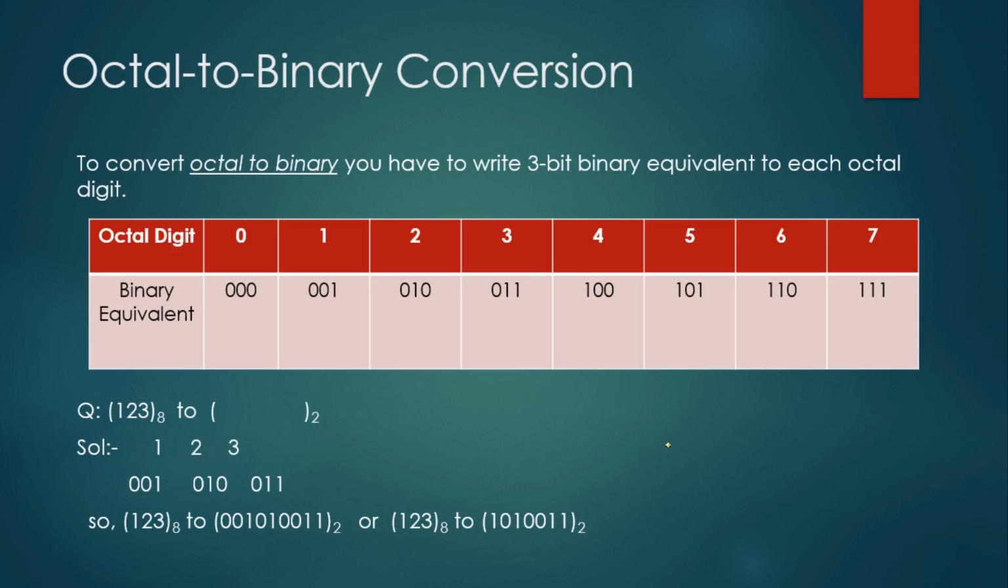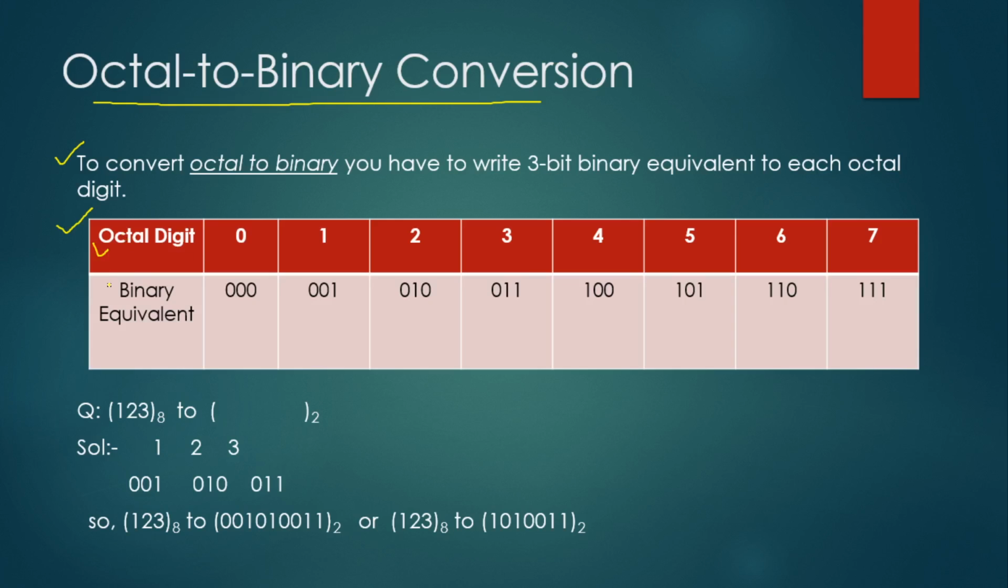Now next, if we want to convert an octal number to binary, you want to convert an octal number to the binary number system. For that you have to follow this rule. The method to convert octal to binary is to write the 3-bit binary equivalent for each octal digit. Now this is the table that you have to learn to convert octal to binary or binary to octal. So this is your octal digit.